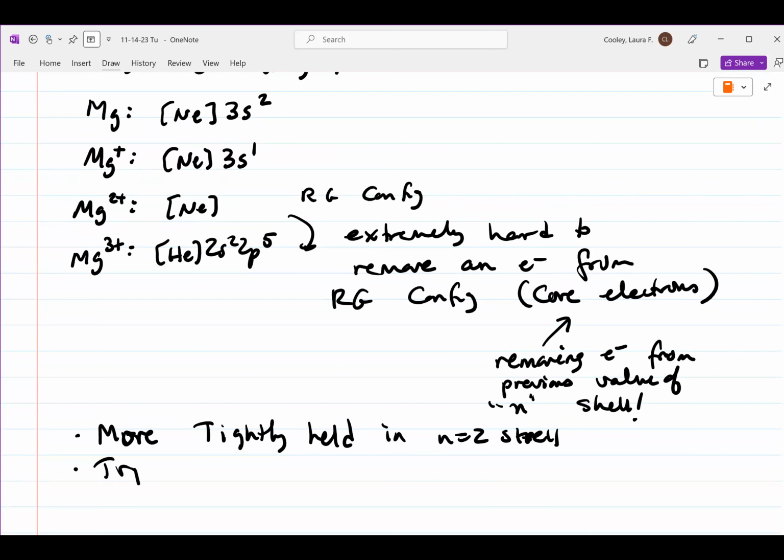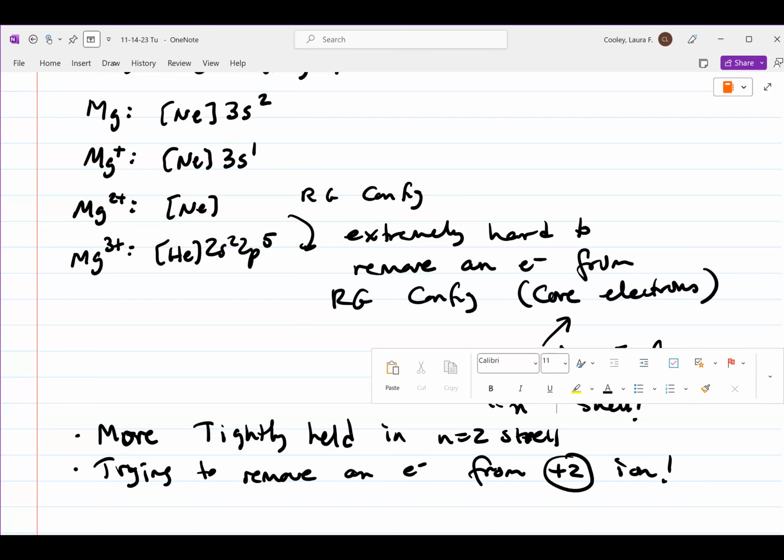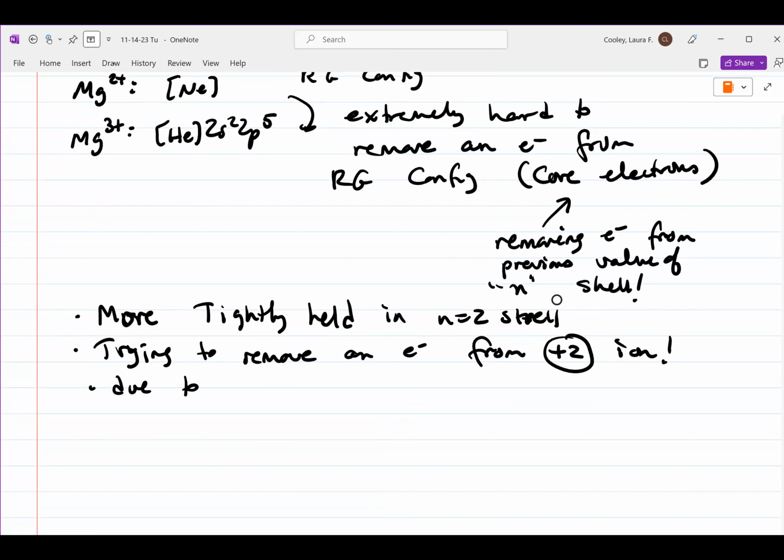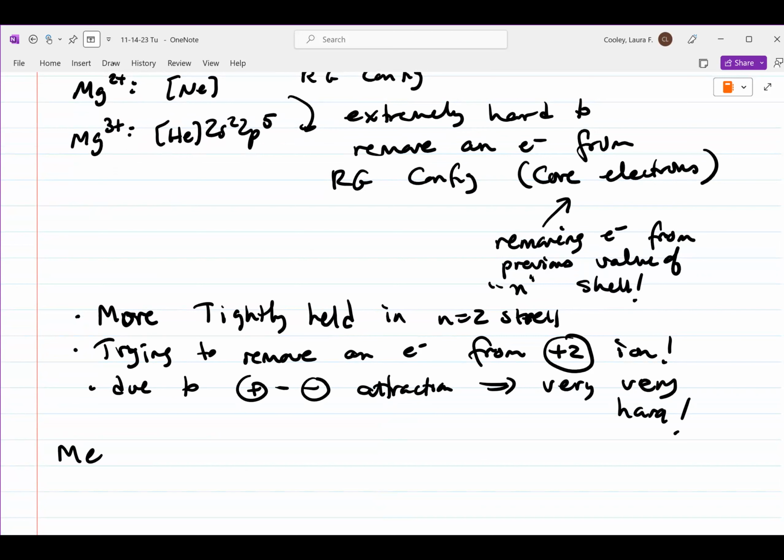And now you're trying to remove an electron from a +2 ion. And of course, electrons are attracted to positive charges. So due to the plus-minus attraction, this is really very, very hard. So metals stop losing electrons when they reach that rare gas configuration.